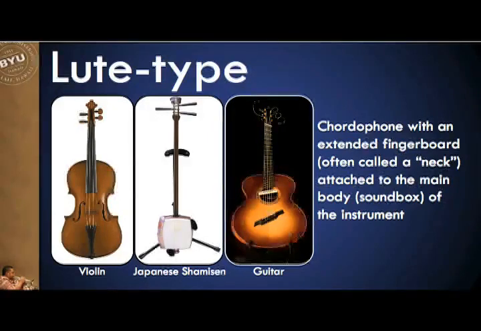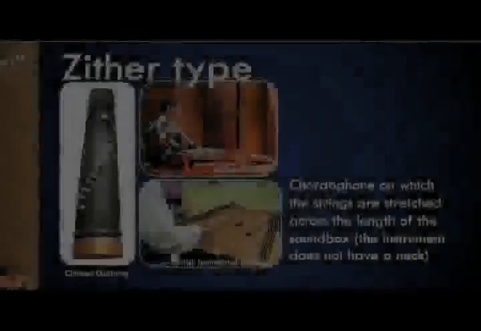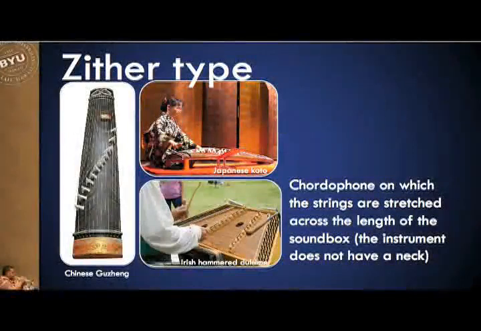We also have the zither type of chordophone. Let me say that again so I'm being clear for the non-native speakers. Zither type chordophone on which the strings are stretched across the length of the sound box. So usually it's a longer sound box or longer body of the instrument, and the strings are simply stretched out across that body.